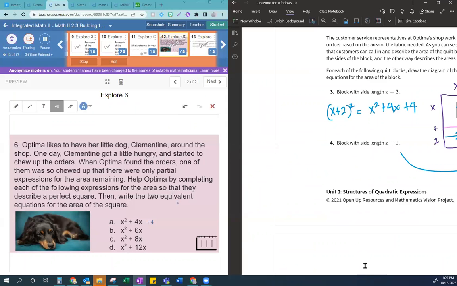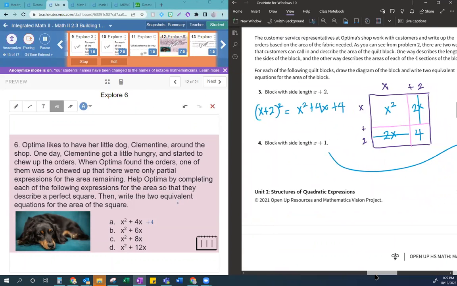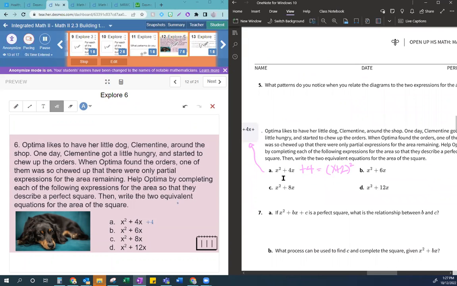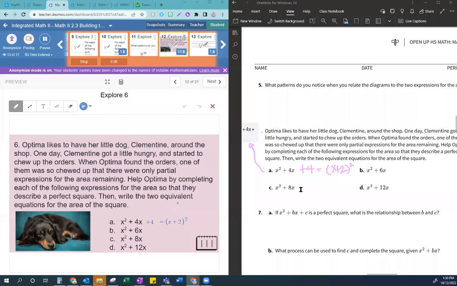Okay. So with that being said, can you try these 3? I'm going to pause the video. I want you to try these 3 on your own. Go ahead and pause the video. Okay. So I asked if you can finish these 3. I'm just going to move on to the next one.